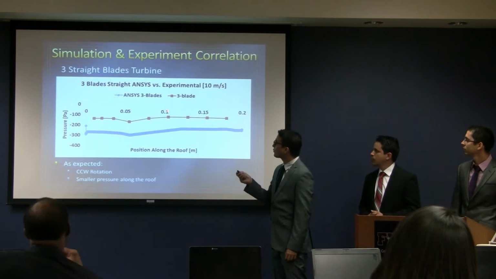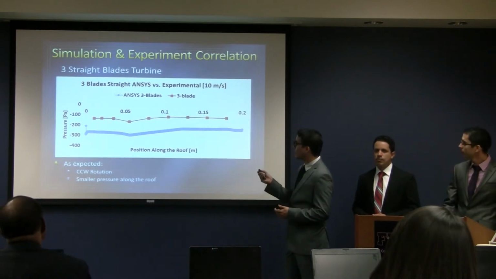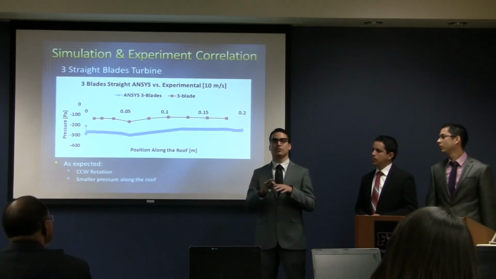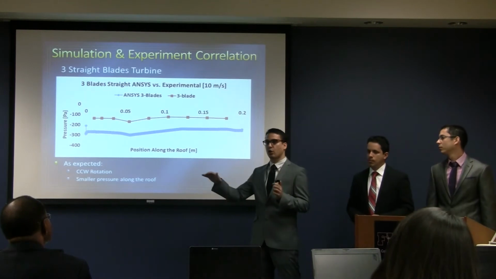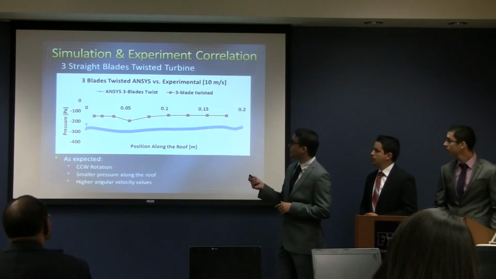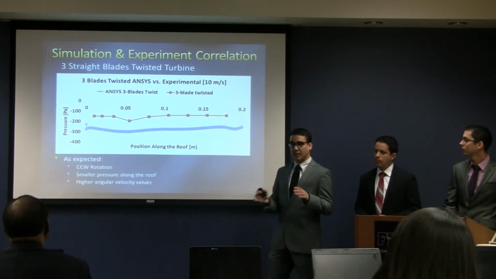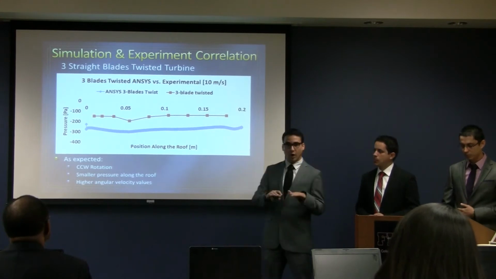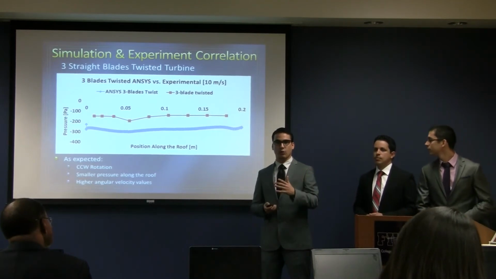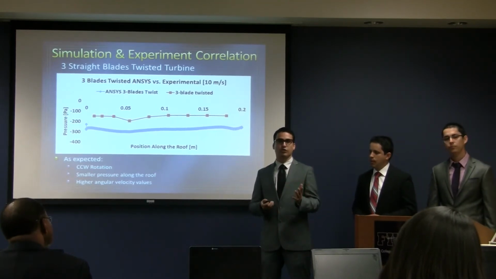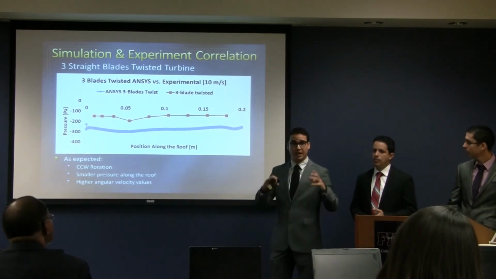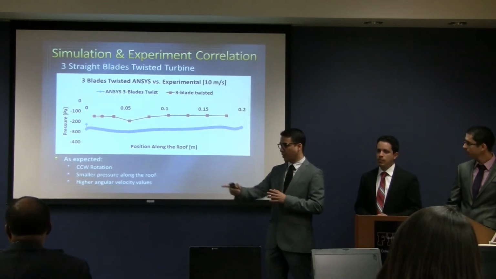Then we try with the 3 straight blades turbine. As you can see, we are correlating our results. And what we found here is a counterclockwise rotation. However, this counterclockwise rotation generates a smaller pressure all along the roof, and that's the opposite of the effect we want to create. Therefore, we try with 3 twisted blades, and what we found is the same counterclockwise rotation and the same smaller pressure on the roof, but we noticed that the angular speed of the turbine was considerably higher than the straight turbine. Therefore, we decided to keep that angular twist for the rest of the turbines that we measured.